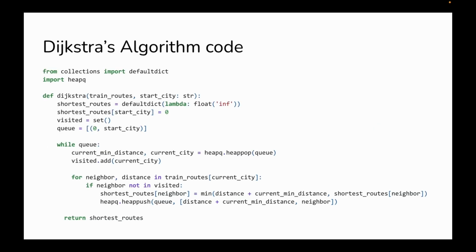So here's the code. We have a function called Dijkstra, and it takes the train routes and the start city. We set all the distances to infinity. We initialize the shortest route from itself to be 0. We make a queue that's the order of visiting cities, and then eventually we process all the cities and the queue is empty. In the end, we return a dictionary of cities and their shortest route.